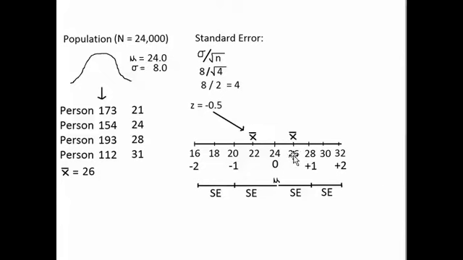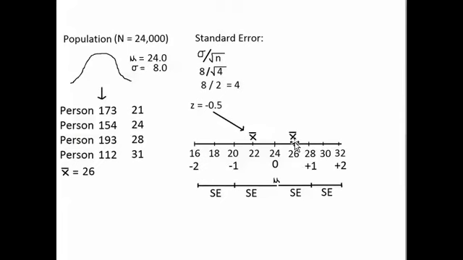Just by looking at the number line, we can see that our sample mean of 26 has a z-score of plus 0.5. 24 has a z-score of 0. 28 has a z-score of +1, and 26 is halfway between those two numbers. So we know that our sample mean of 26 has a z-score of positive 0.5.